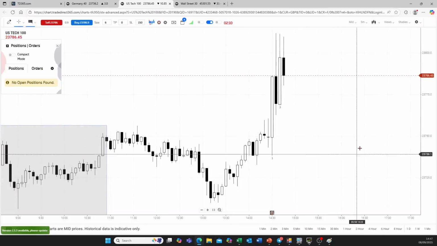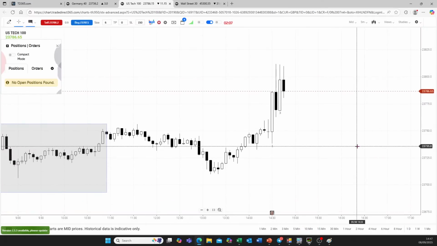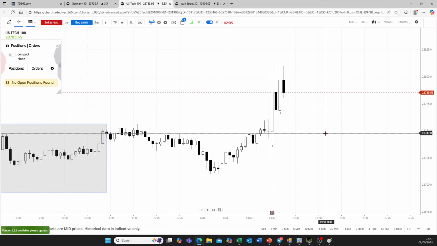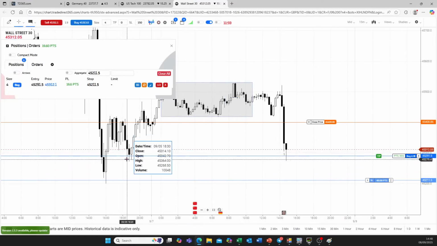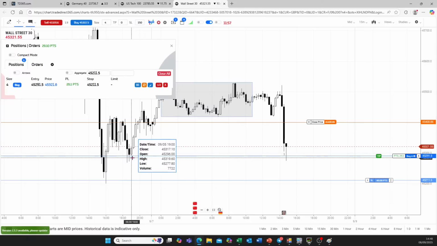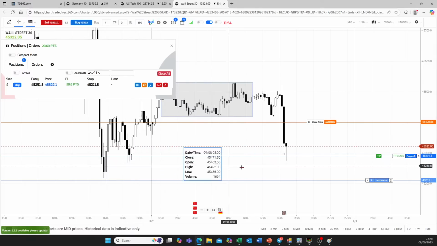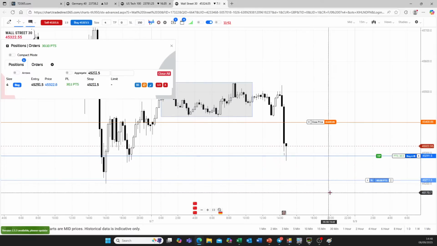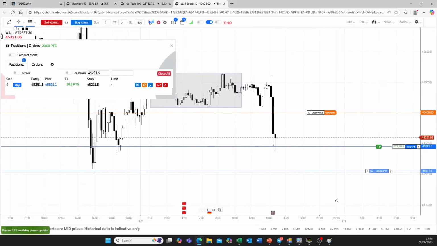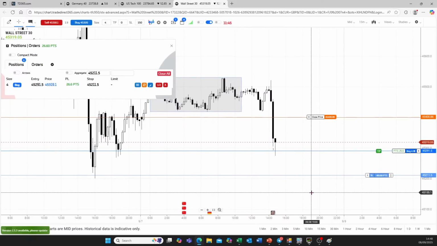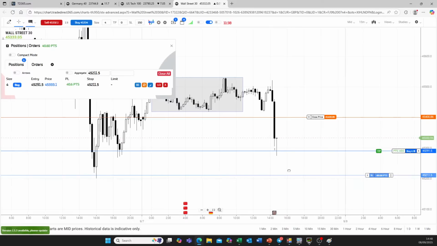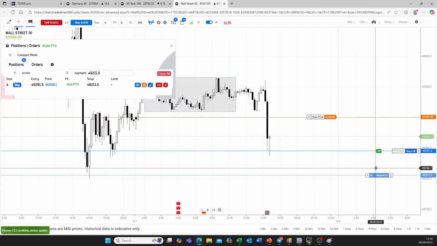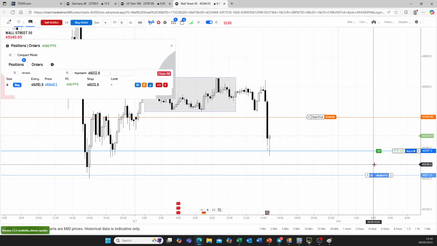NASDAQ so far is unable to gain traction above 23,800. Dow is seeing some buyers below this low or around this low. And here. My stop loss is down here. So I'm going to move my stop loss up a little bit. I'm currently 50 points in profit.